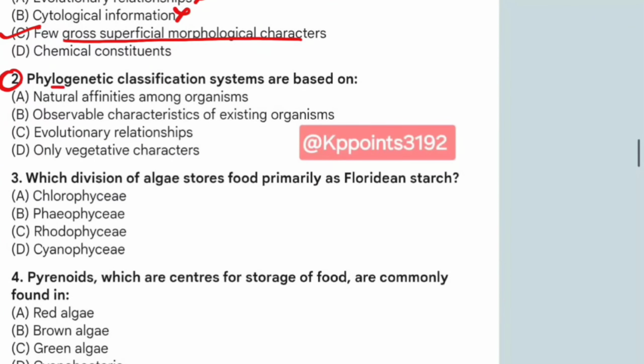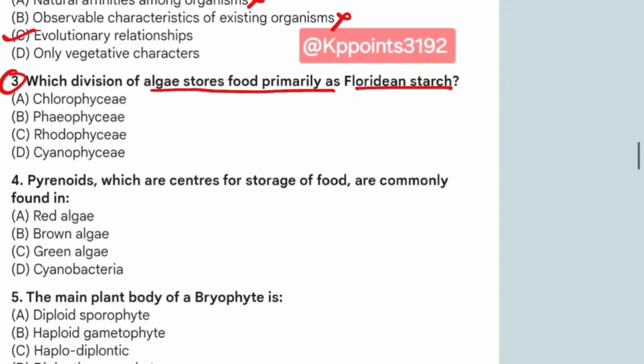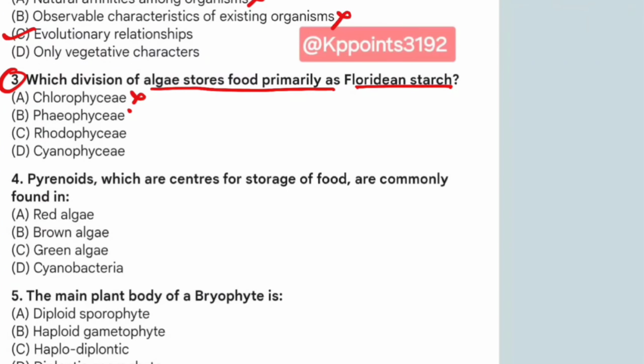Question number 2. Phylogenetic classification systems are based on natural affinities among organisms? No. Observable characteristics of existing organisms? No. Evolutionary relationship? Yes. Question number 3. Which division of algae stores food primarily as Floridean starch? Chlorophyceae? No. Phaeophyceae? No. Rhodophyceae? Yes. Because Chlorophyceae store food as starch. In the case of Phaeophyceae, it is laminarin and mannitol.